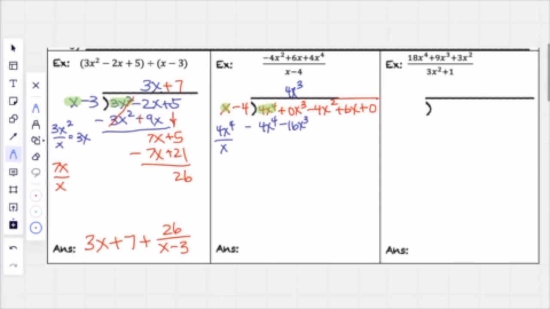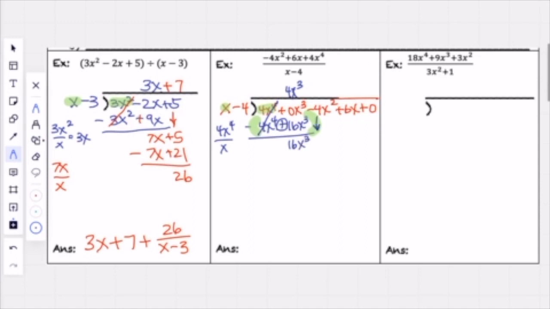I'm going to subtract this whole thing. And when I subtract the whole thing, remember I'm subtracting like there's parentheses. I'm just going to keep those there. And so that 4x to the fourth is negative. But when I take that negative and distribute it to the 16x to the third, it's going to be positive. I'm just going to circle that positive to remind myself that I've already changed the sign. Okay, so I've got 4x to the fourth minus 4x to the fourth, that's 0. But then I've got 0x cubed plus 16x cubed, and so that's going to be 16x cubed.